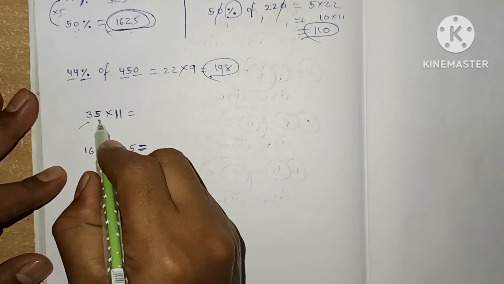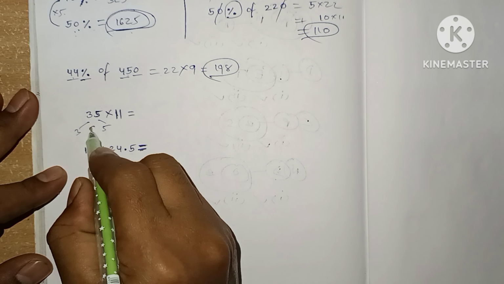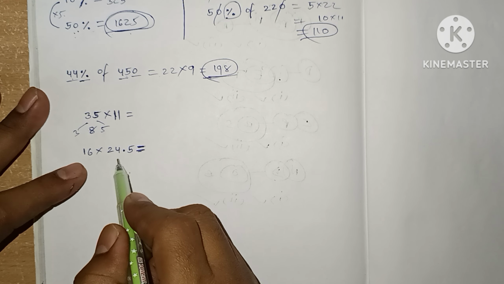Yesterday I taught you how to multiply this 35 with 11. Let's see this one. 3, 5. Sum of these two numbers is 8. Let's see how to multiply this one.